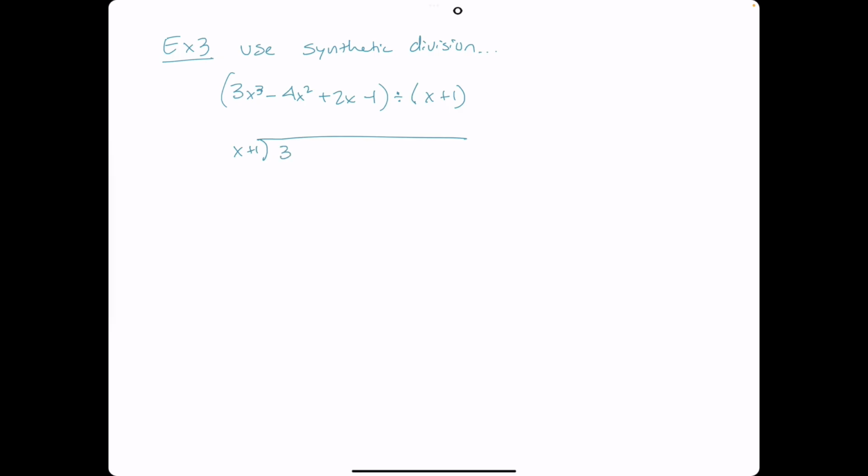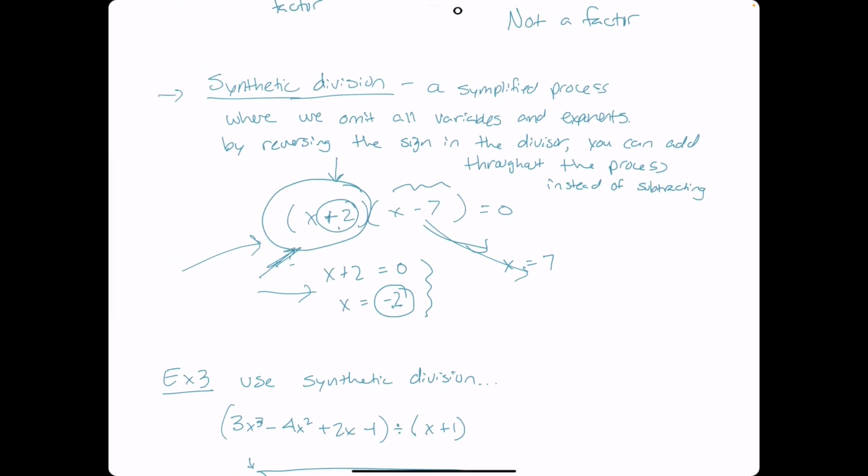I'm going to, actually. x to the third minus 4x squared plus 2x minus 1, just to see how we go from this setup to the synthetic division setup. So remember they said reverse the sign of the divisor, right? We didn't care about variables. If I scroll up here, it says we're omitting variables and exponents, right?